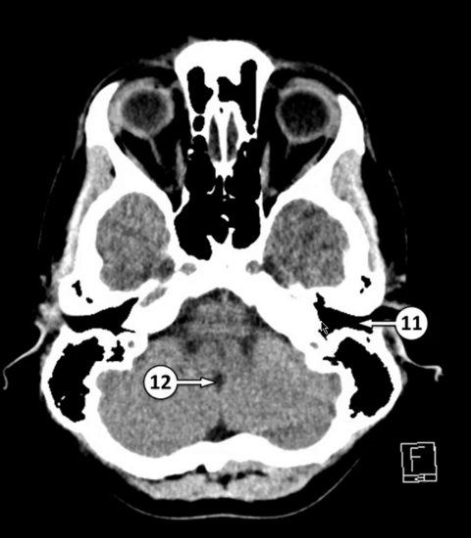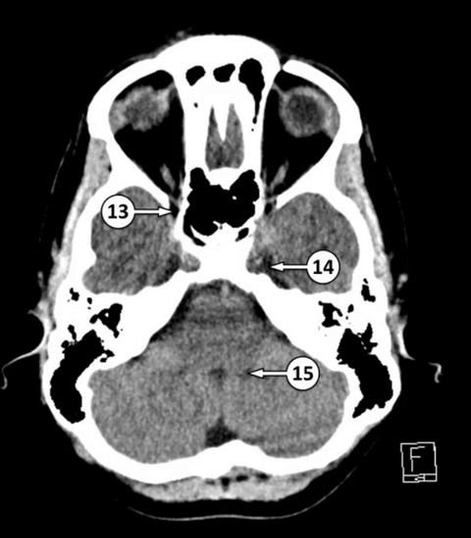11 is the external auditory canal, or the EAC. 12 is the foramen of Magendie. 13, this is the superior orbital fissure. 14 is Meckel's cave. And 15 here is the foramen of Luschka.